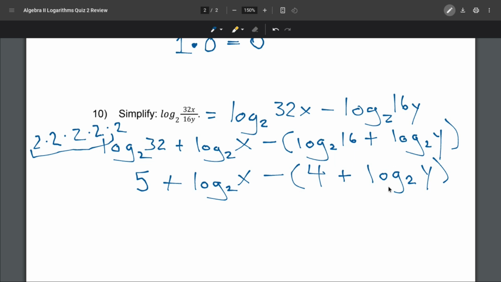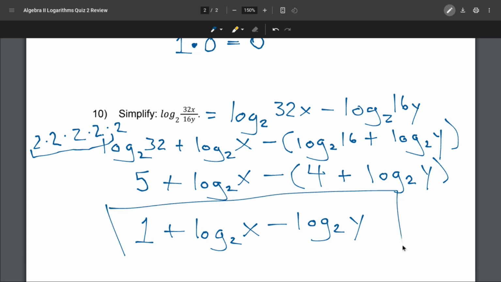Now remember, you're subtracting everything in parentheses, so we do 5 minus 4 is 1. We still have log base 2 of x, and then we're subtracting log base 2 of y. And there we go. That's our solution for problem 10.